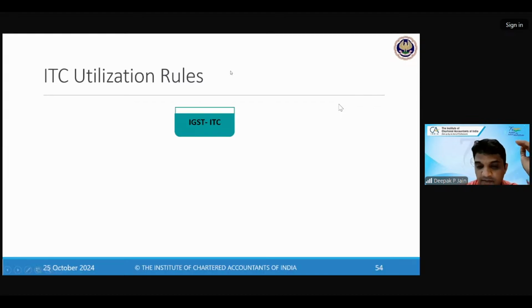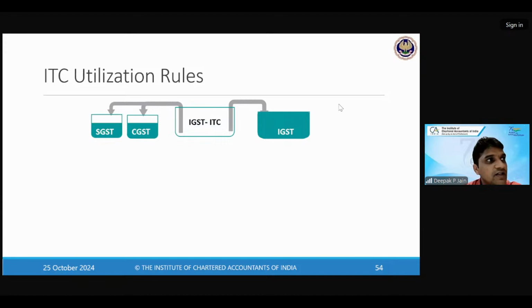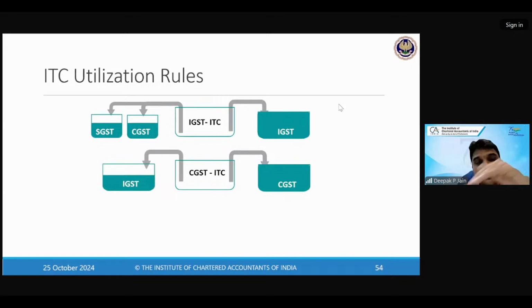IGST credit can be utilized for payment of IGST output tax, and if something is left, you can utilize it for payment of CGST and SGST. This can be in any proportion, not necessarily full CGST and then SGST. 10% CGST, 90% SGST, any proportion is possible. Then any CGST ITC can be utilized for CGST liability and then for IGST.